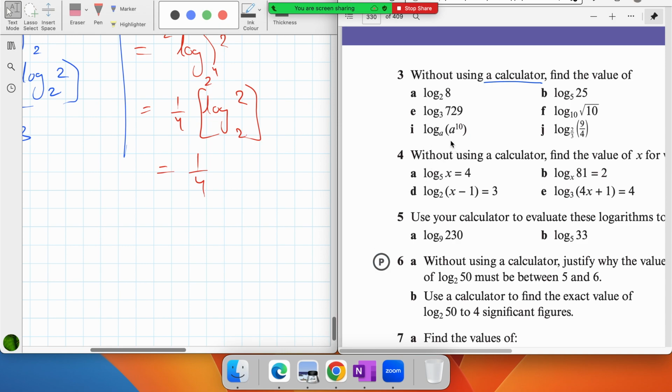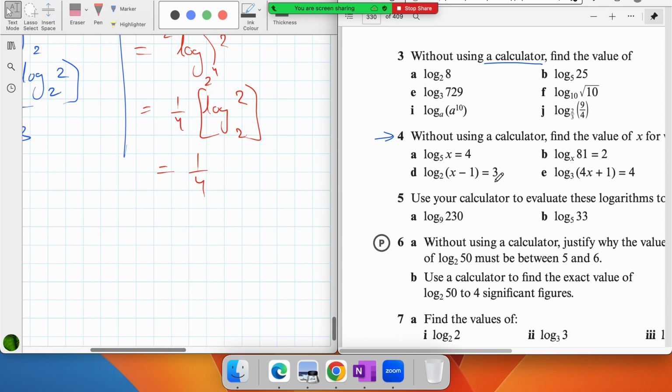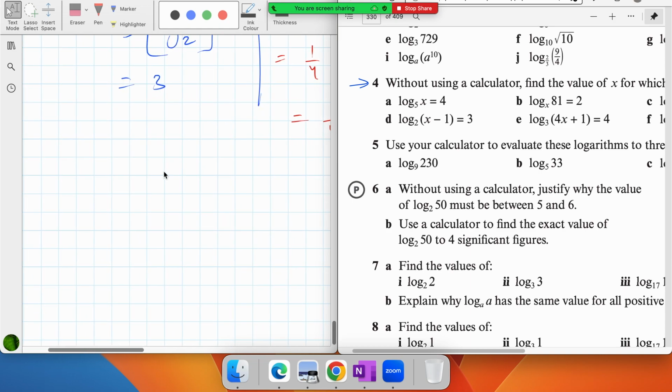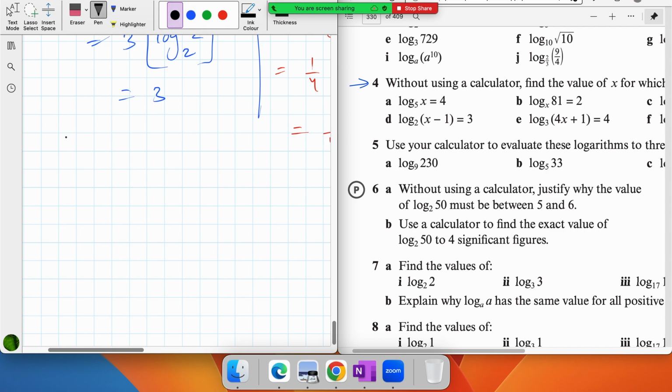Okay, we did a few questions from 3. Now see question number 4. Without using a calculator, find the values of x. So question 4, look at this A part. This is log of x to base 5 is equal to 4.